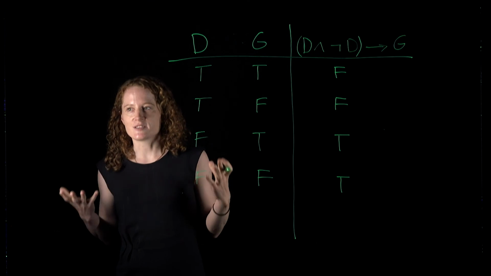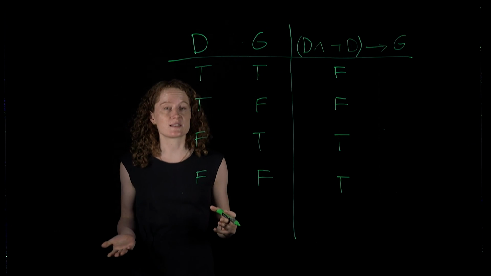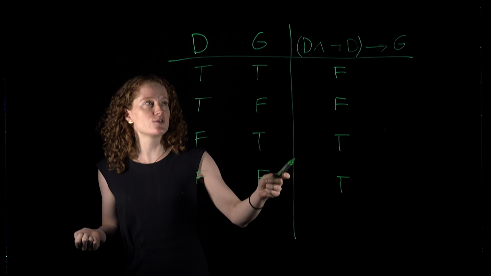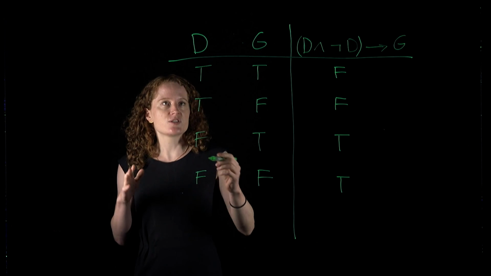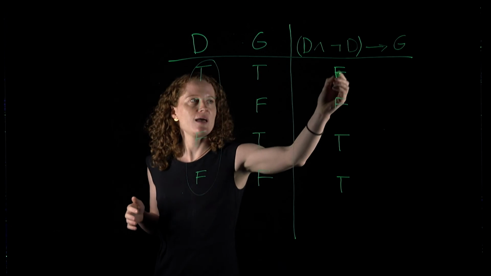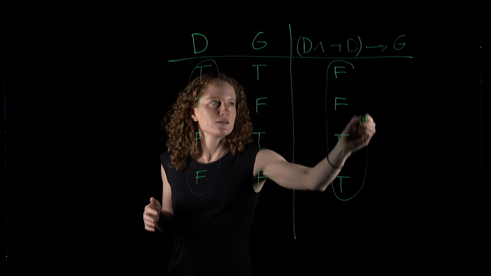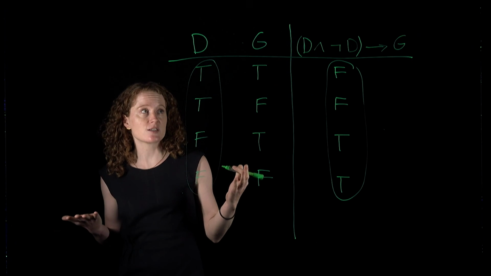I know that a conjunction is true if and only if both conjuncts are true. And in this case, the 2 conjuncts are D and not D. So I'm going to look at this column here and this column here in order to figure out the possible truth values of my conjunction.